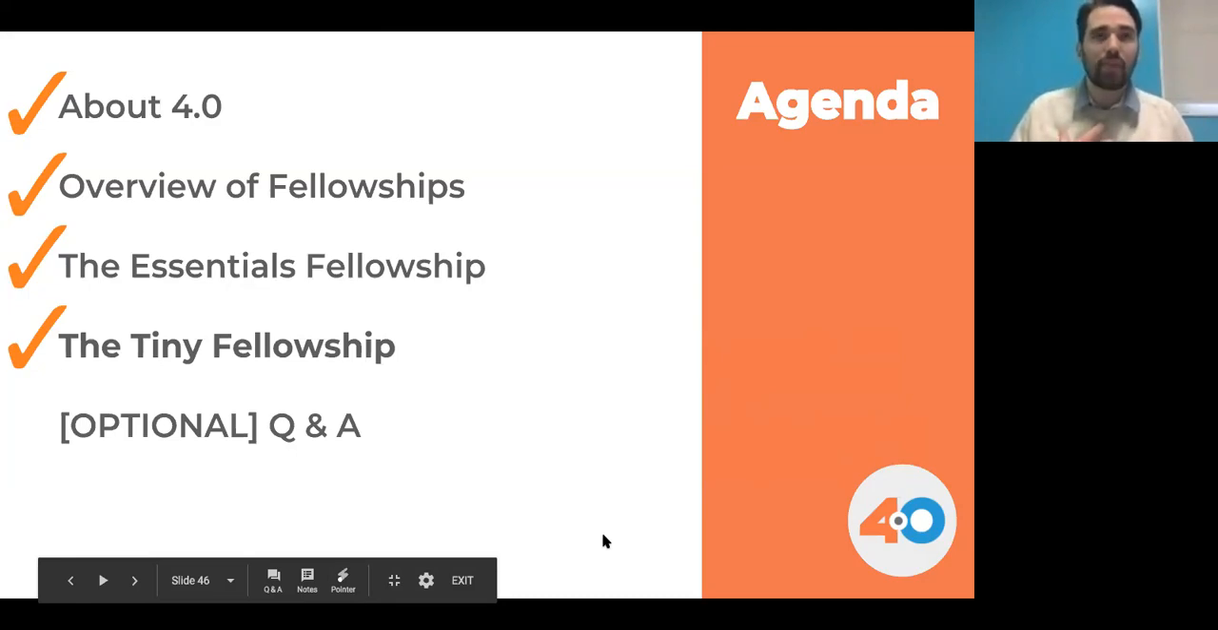But one thing I will say is that there's definitely a band of experience that founders come in with for both fellowships. If you come into Essentials, you may actually have done some work with users already. If you come to Tiny, you may have done just one pop-up, or you may have done many. And it's meant to be personalized and help you focus on what is most important for you right now.